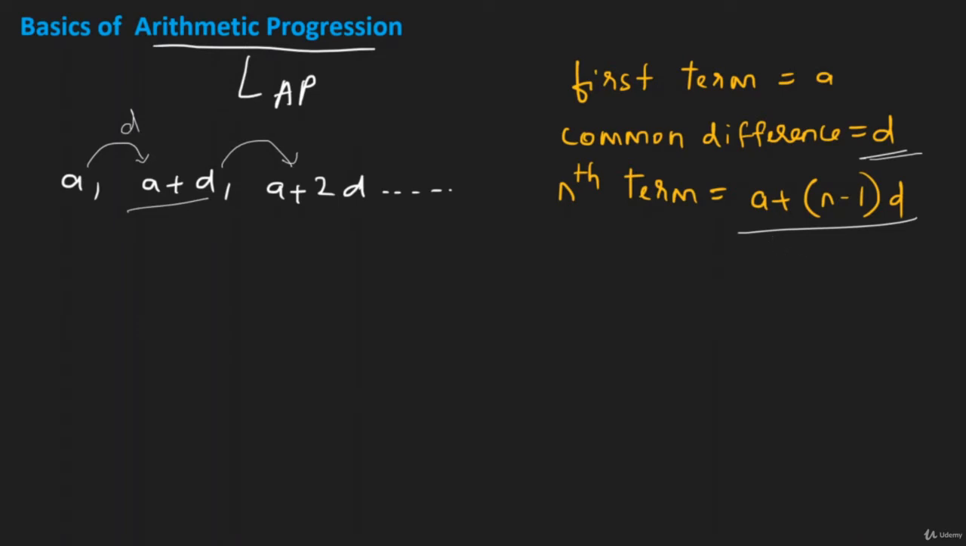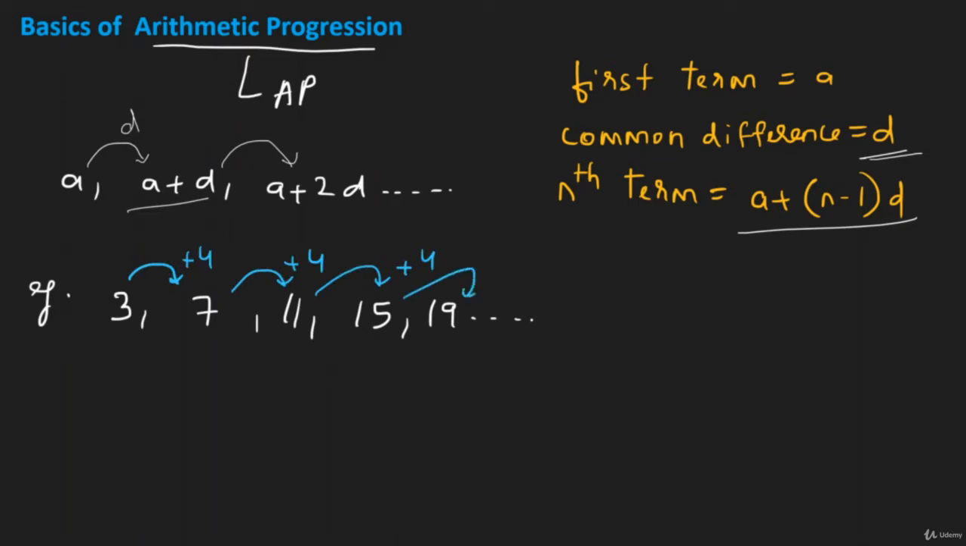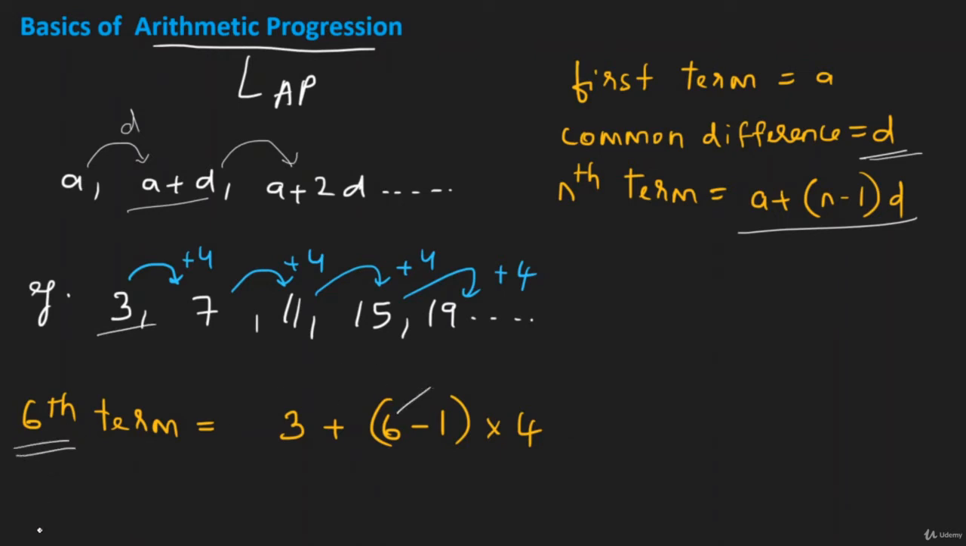Let's see that. For example, let's take this AP: 3, 7, 11, 15, 19, etc. You can see that the common difference is 4, right? So 3 plus 4 gives you 7, 7 plus 4 gives you 11, 11 plus 4 gives you 15, 15 plus 4 gives you 19, and it goes on like that. Now, if you want to find the sixth term of this AP, that would be 3 plus (6 minus 1) into 4. 3 is the first term, n is 6 because you want the sixth term, and the common difference is 4. So 3 plus 5 into 4 is 3 plus 20, which is 23.